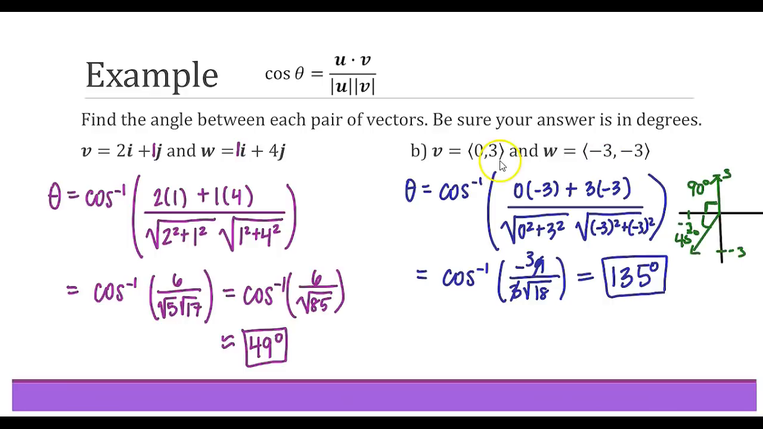So we may not have known that just looking at the vectors, but after applying the formula for the angle between two vectors, we can maybe see why that's exactly 135 degrees.